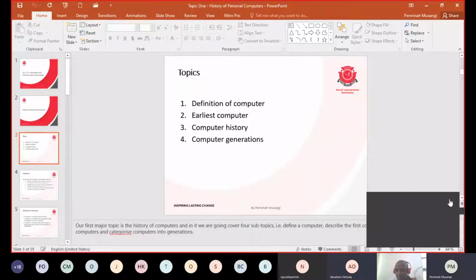In this history of computers, we are going to cover 4 subtopics. Our first subtopic will be defining a computer. We are going to describe the first forms of computers, look at the history of computers, and categorize those computers into generations.